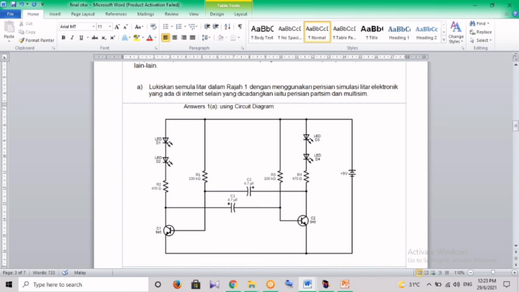Hence, after all the components are connected by the wire, it now becomes a complete circuit and it can be used. Thank you.